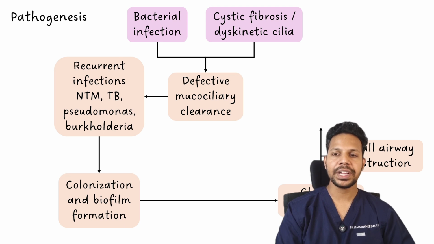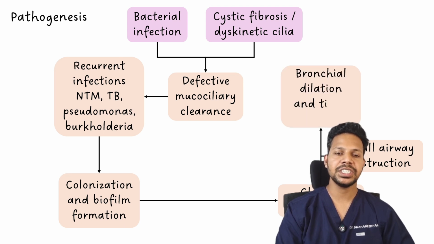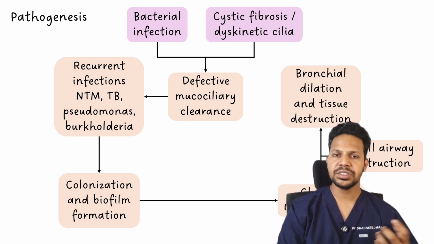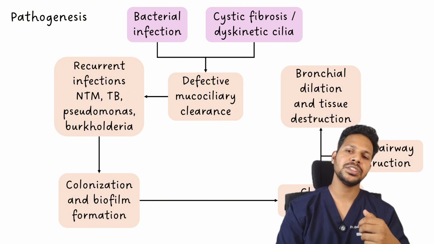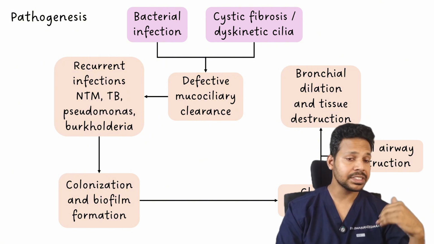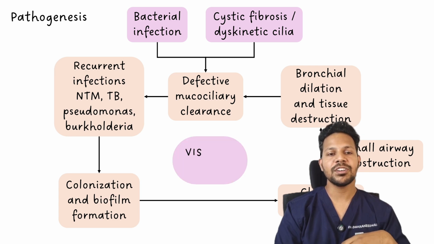Of course, because of chronic inflammation, there can be bronchial dilatation and tissue destruction as well. And when there is tissue destruction and bronchial wall damage, what will happen? The mucociliary clearance worsens further, and that will further increase the risk of bronchiectasis again.